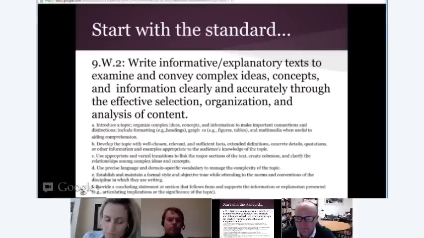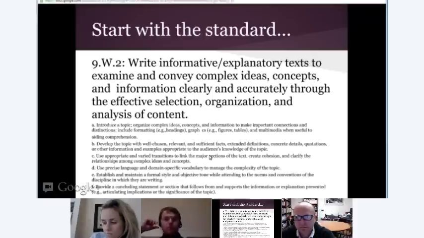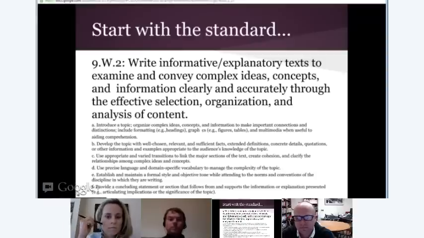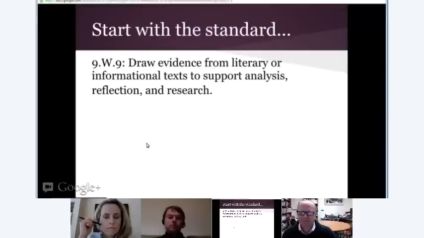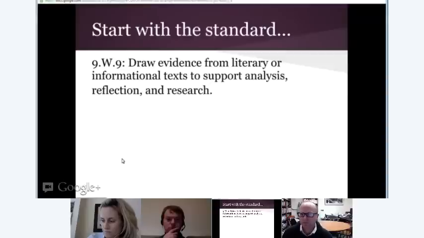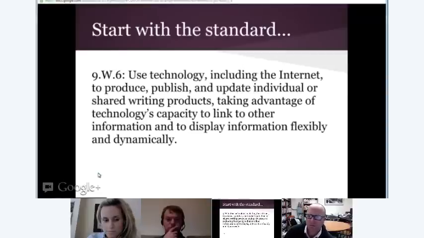This is using Google Docs to support writing in the time of Common Core standards. And so this was the standard. This is the big writing standard, 9th grade writing standard number 2. Informative, explanatory text, and then of course there's all this stuff underneath that kids have to do with that. We threw in a couple other standards as well. Drawing evidence from literary or informational text. And a lot of this is about getting kids to include evidence in their writing, which they don't like to do. Quote the text, what's that, right? And then of course we were using a lot of technology to produce and publish and update their writing products, and also taking advantage of that to display the information flexibly, dynamically.